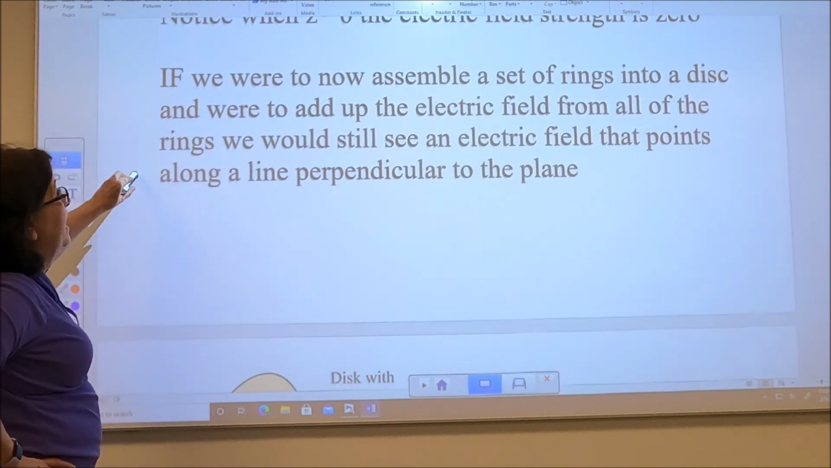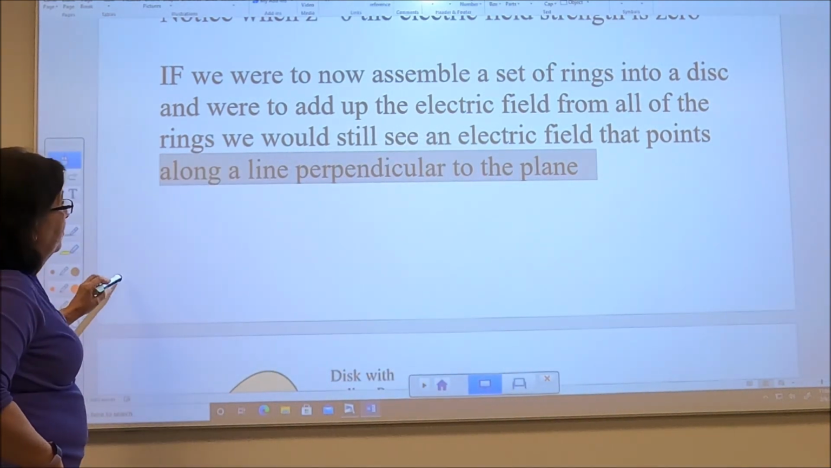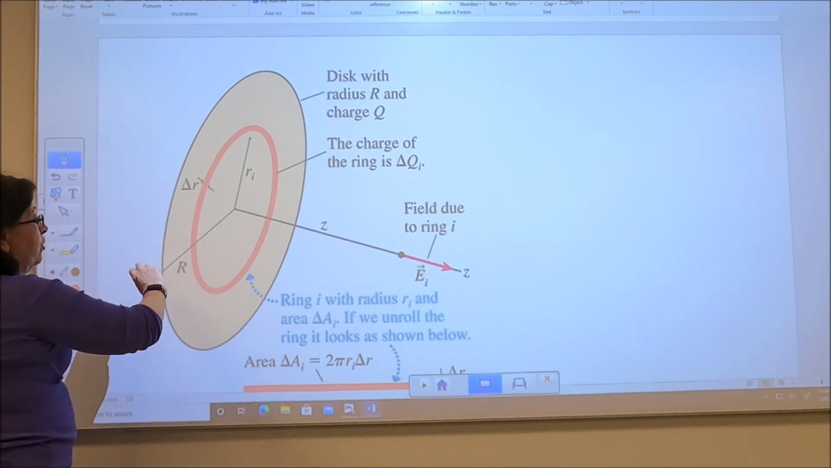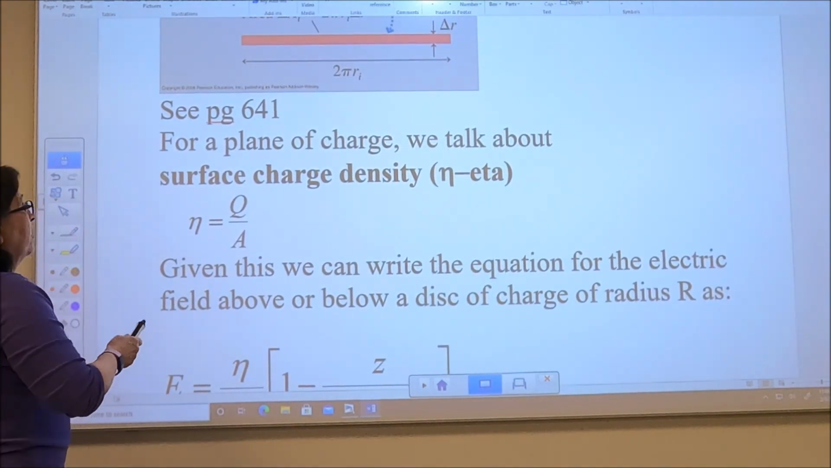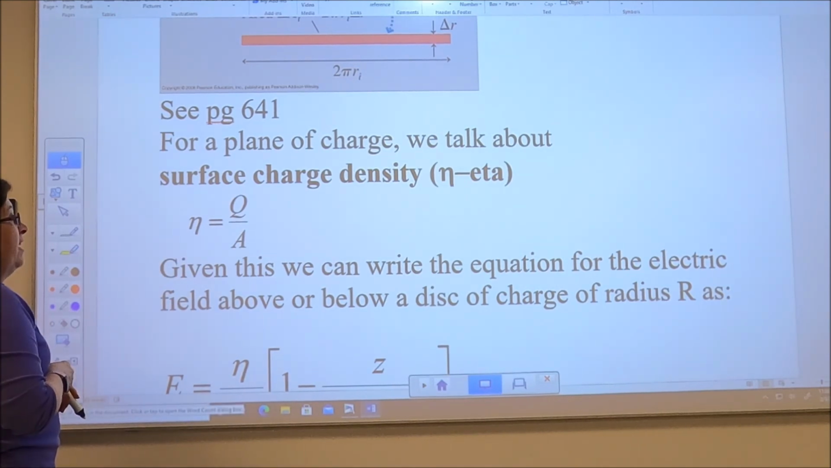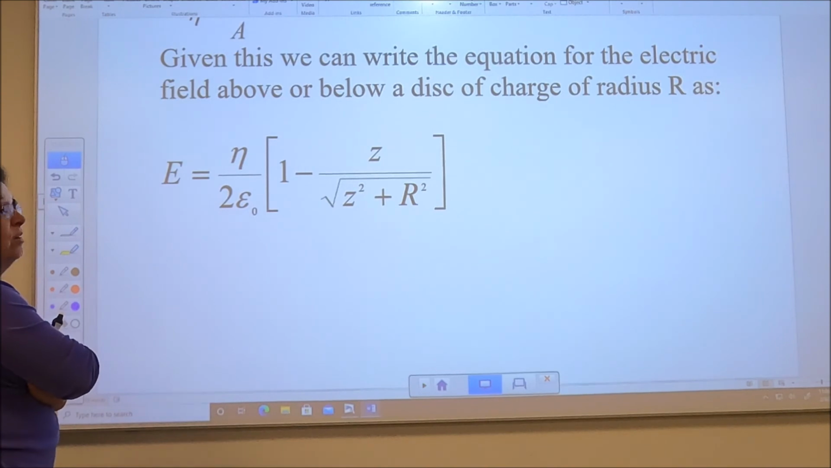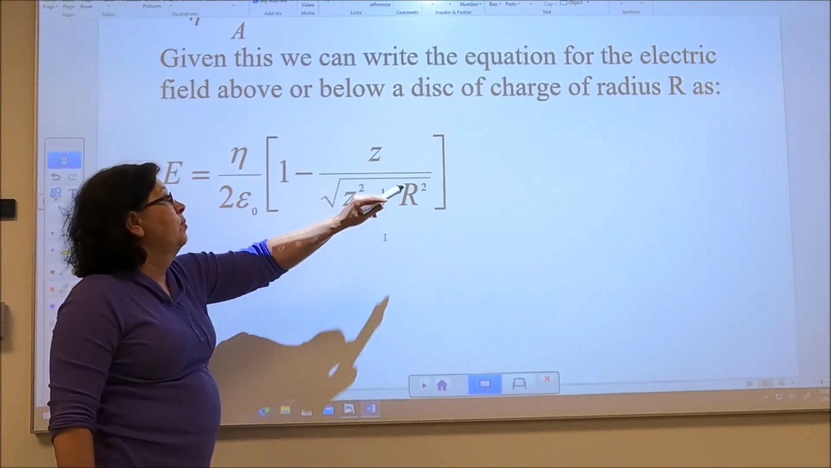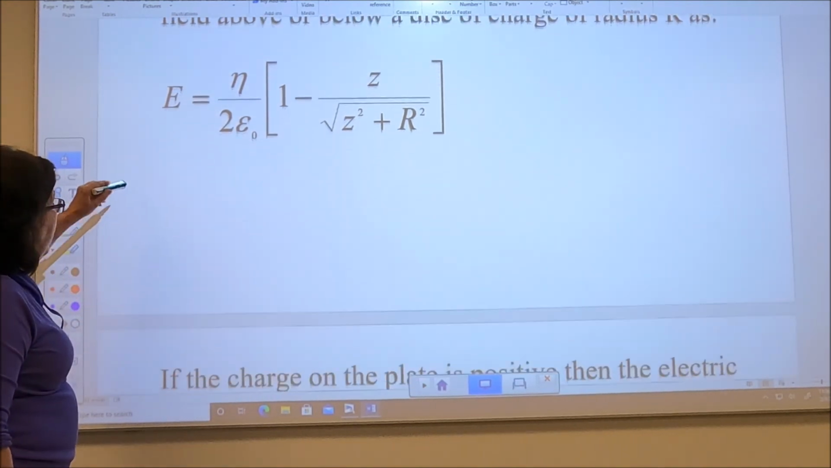Now, if we were to assemble the rings into a disk, and we were to add up all of the electric fields from all of the rings, perpendicular to the plane of the disk, we divide the disk up into little delta R's, and we add it up. For a plane of charge, we're going to talk about its surface charge density, eta, which is Q over A. We can write the following equation. The electric field is going to equal eta over 2 epsilon 0 times 1 minus z over the square root of z squared plus R squared. That was gotten through calculus. I'm not going to make you do the integration there, but we got that through calculus.